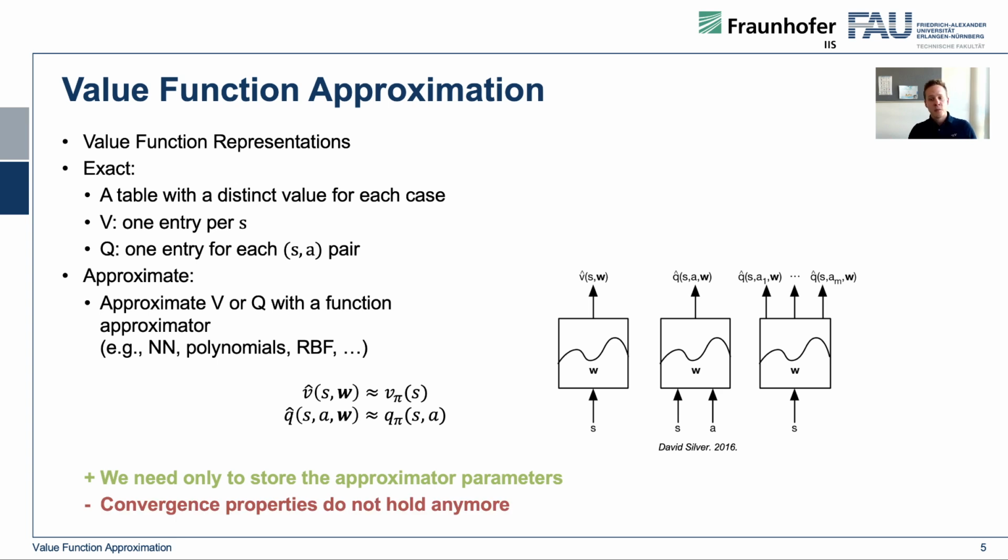However, as we have seen, we have problems introduced by bootstrapping, non-stationarity, and off-policy and on-policy learning. There are a lot of convergence properties that are guaranteed under TD learning and Q learning in their tabular representations, and they no longer hold for approximated versions of them. We will see a little bit of that in the next lesson.